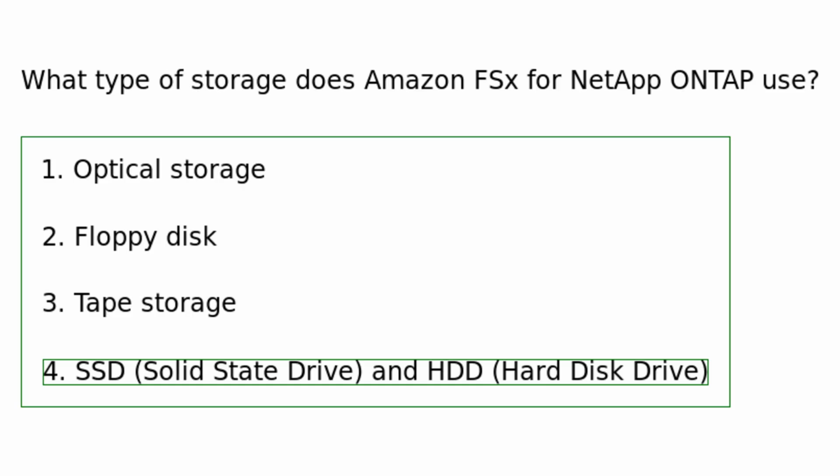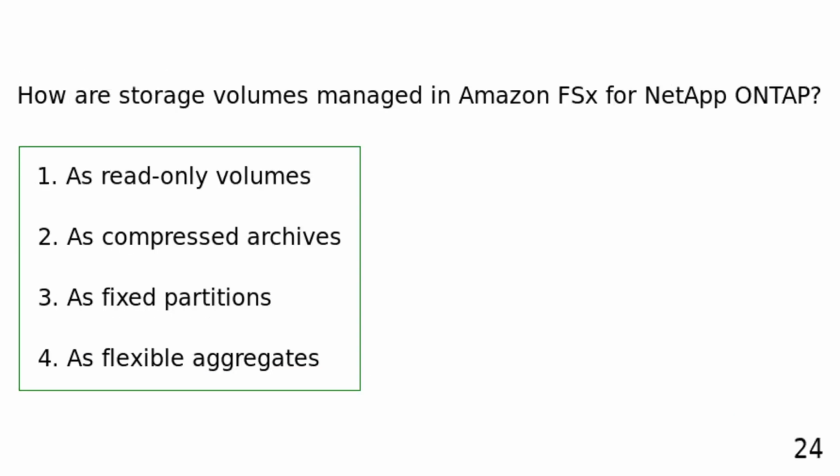Amazon FSx for NetApp ONTAP utilizes a combination of SSD and HDD storage for performance and capacity. How are storage volumes managed in Amazon FSx for NetApp ONTAP? As read-only volumes. As compressed archives. As fixed partitions. As flexible aggregates.